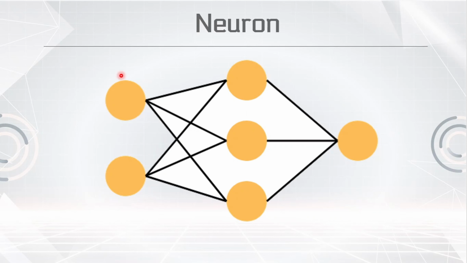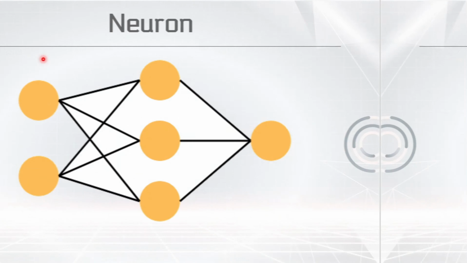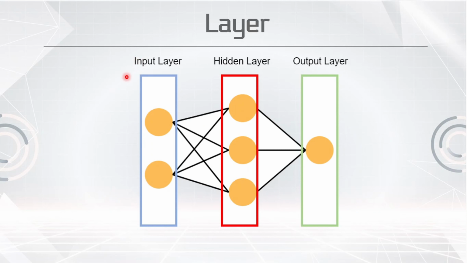Every neuron possesses a value which is used in the calculation. Neurons are organized in layers. Now let's see what the layers are. There are 3 types of layers in a neural network: input layer, hidden layer, and output layer.